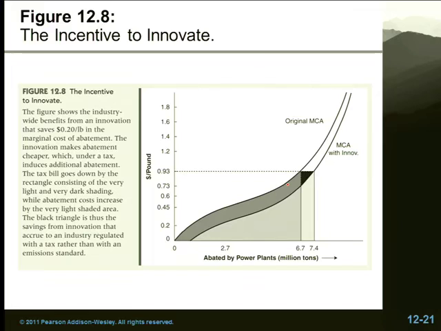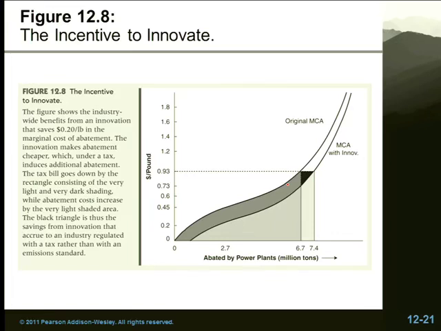The dark area plus the light area are the area under the original marginal cost of abatement curve. That's the cost of abating. The light area is the area under the new one. That's the cost of abating under a new, much better technology. And so the difference between the two areas is what this invention's worth. It's how much money the invention saved. So if you had a standard, indeed, that's what you get.